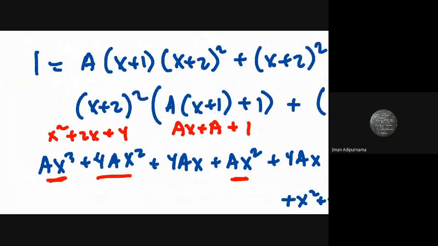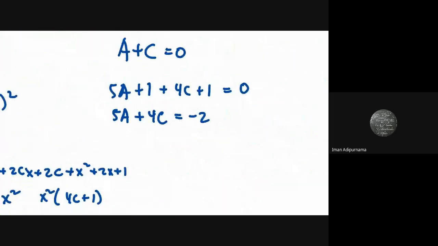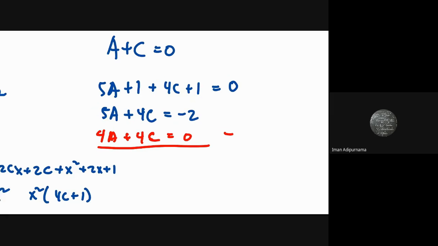For ax squared. Okay, I think we can solve this. 2a plus 2c, 4a plus 4c. This is, we have a is -2. Okay.